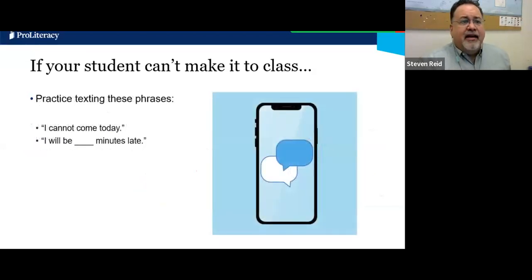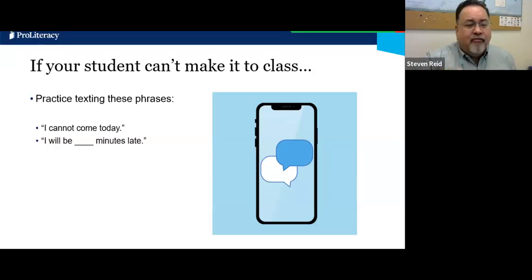One thing that I try to do as early as possible is I have the students break out their phones and we practice the phrase. Again, this is for those who have at least a little bit of understanding of the Latin alphabet and maybe a little bit of English. It's going to be easier with those level ones than it is going to be for the basic students. But practice texting the phrase, I cannot come today. And then have them also practice texting me, I will be 10 minutes late. I will be 15 minutes late.